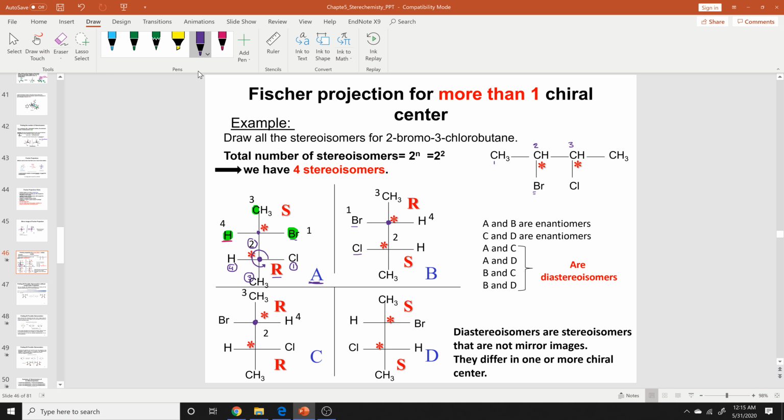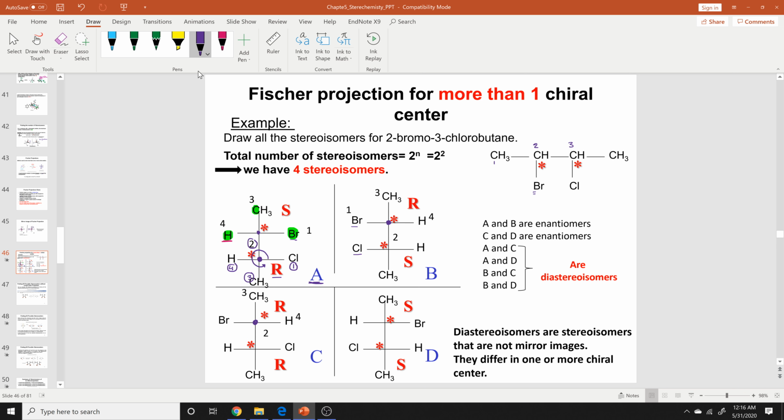Diastereoisomers, on the other hand, differ in at least one chiral center. Here in this case, because it's a total of two chiral centers, it has to differ in one chiral center. But if you had three chiral centers, normally diastereoisomers differ in one or two chiral centers, not in all. If they differ in all chiral centers, then this is an enantiomer. If they differ in some of the chiral centers, then this is a diastereoisomer. So all of those are considered to be diastereoisomers.